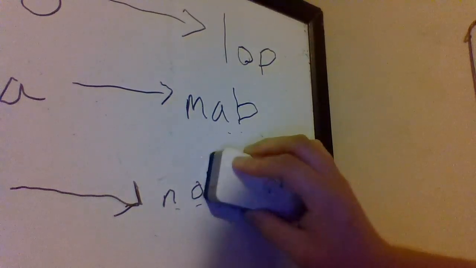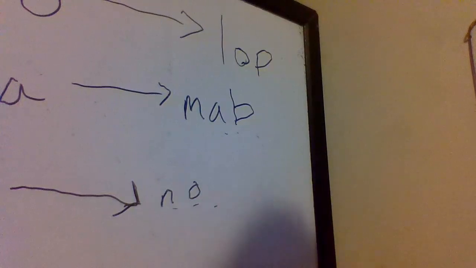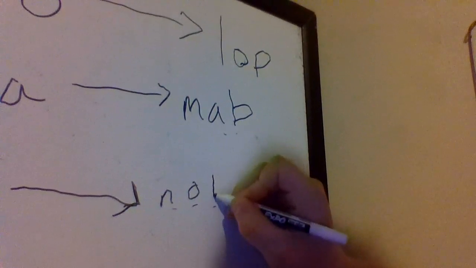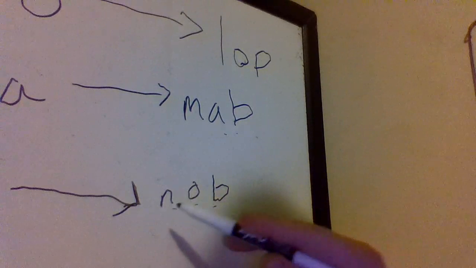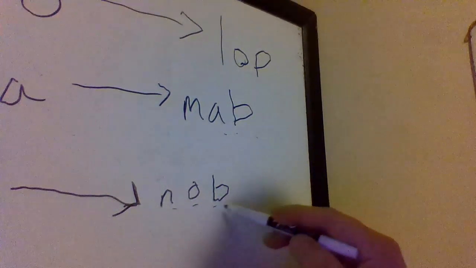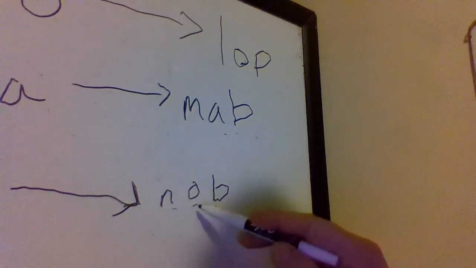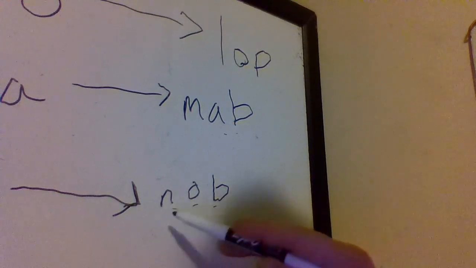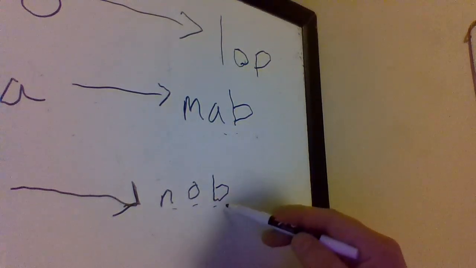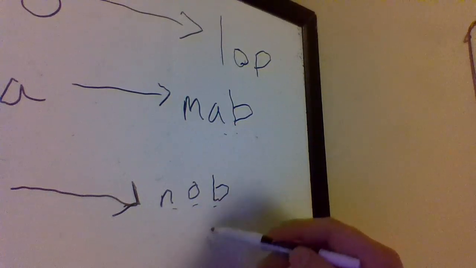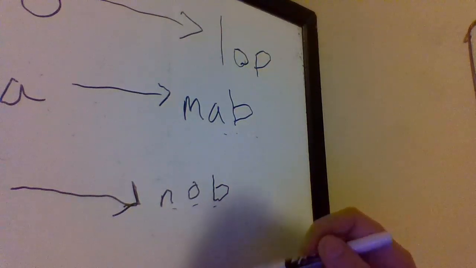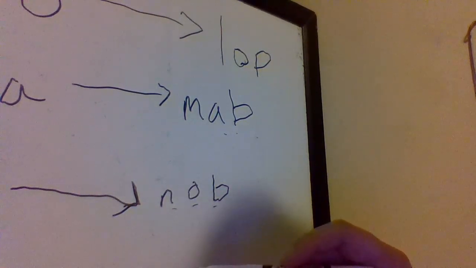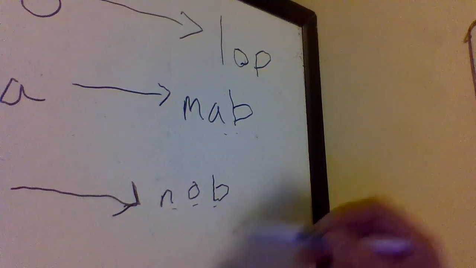All right. Let's add another letter. Let's add a B. And for my last example, a B makes a B sound. So this is N-A-B. Knob. Now that's not like a doorknob. Actually, knob is spelled differently, but we'll get to that in a later video.